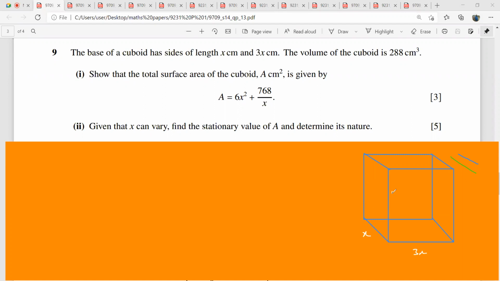Now you can suppose that this height is h over here, okay? So can I say the length into the width into the depth is equal to the volume, which is 288? That is 288. So, oh, sorry, this is x. Why did I write 3? This is x into 3x into this. So you have 3x squared h equal to 288. Okay?